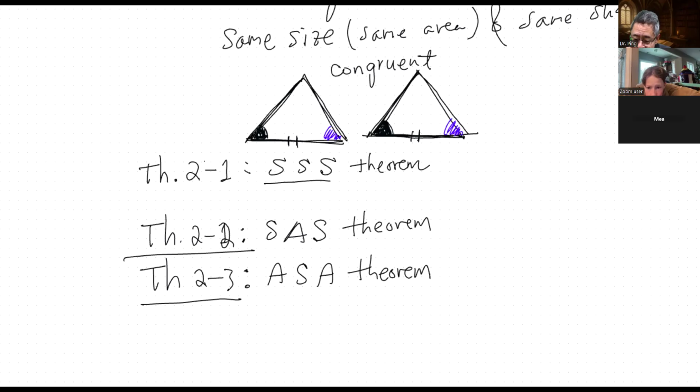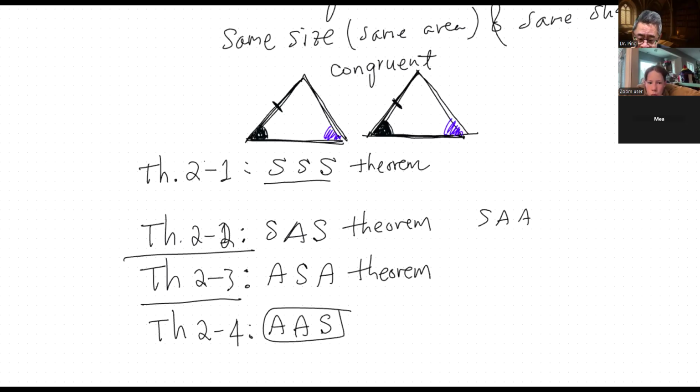Now we have the last one, 2-4. This is called the angle angle side theorem. In this case, we have two angles and a side, which means the side doesn't need to be in between the angles. If this side and this side are congruent, now this is angle angle side. It could be side angle, but this is a convention, and we just call it angle side.